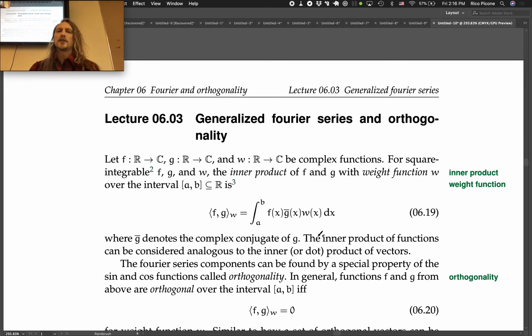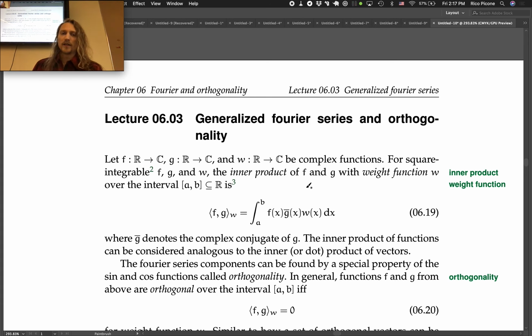6.3, Generalized Fourier series and Orthogonality. So for f, g, and w, let them each be complex functions. For square integrable f, g, and w, the inner product of f and g with weight function w over the interval a to b is defined as this, where the bar over g denotes the complex conjugate of g.